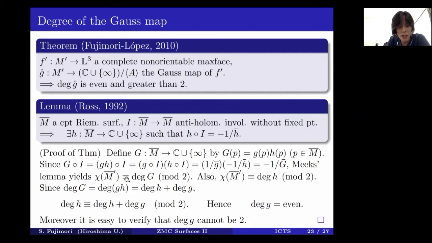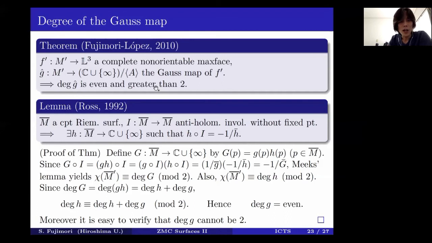So by Meeks' lemma, the degree of G and the Euler characteristic of M bar prime are congruent mod 2. Also, these are congruent mod 2. And since the degree of capital G is degree of H plus degree of small g, the degree of capital G and the degree of H are congruent mod 2. So by this equation, the degree of small g must be even. Then the degree of g hat is also even. And moreover, it is easy to verify that the degree of g cannot be 2. So in this case, we have no non-orientable maxface.